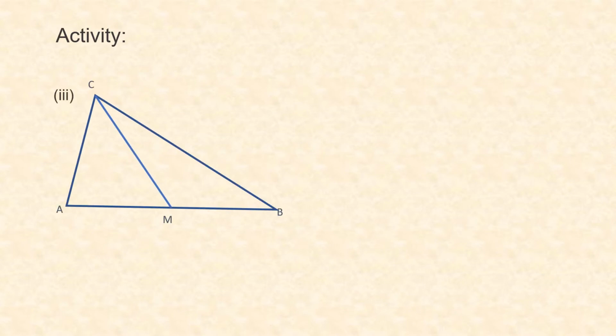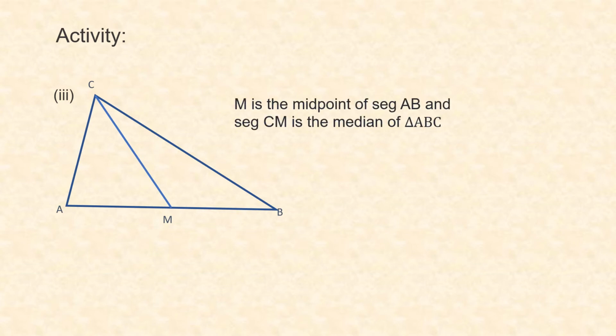Activity third. This is a given triangle. M is the midpoint of segment AB, means AM and BM are congruent. CM is the median. Therefore, there are these two triangles AMC and BMC. Here, to find out area of triangle AMC is to area of triangle BMC is equal to, we need the height, but the height is not given. Draw the height.